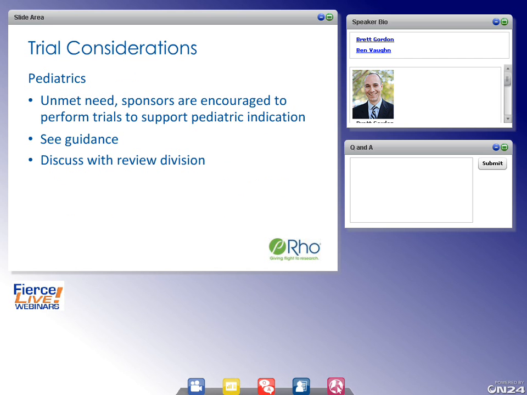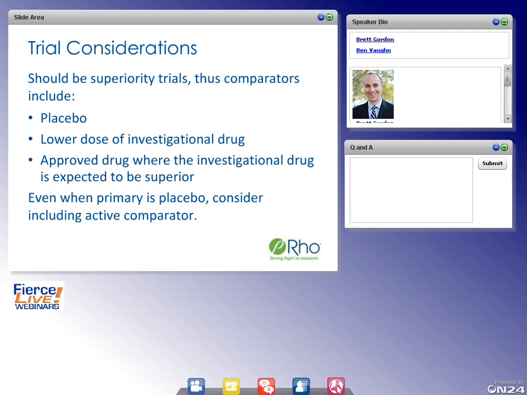So when you're looking at what comparators to use in your study, first of all, I should probably start by saying, and I think we've again alluded to this a couple times today, that you need to be conducting a superiority trial. The guidance has made it clear that superiority trials, as opposed to say a non-inferiority trial, are what's going to be able to get you the specific claim that you're looking for.